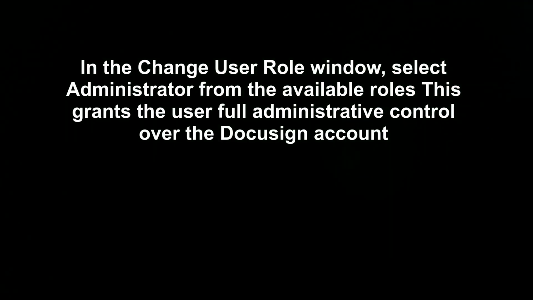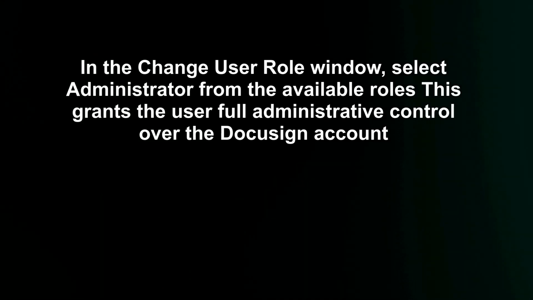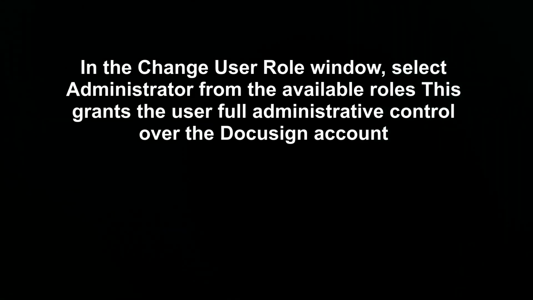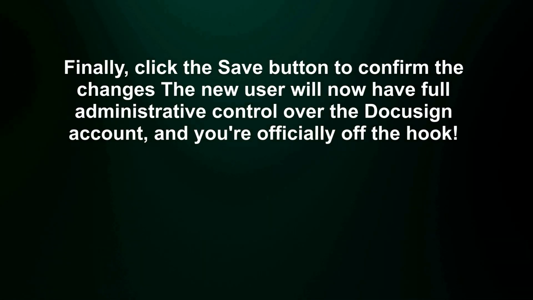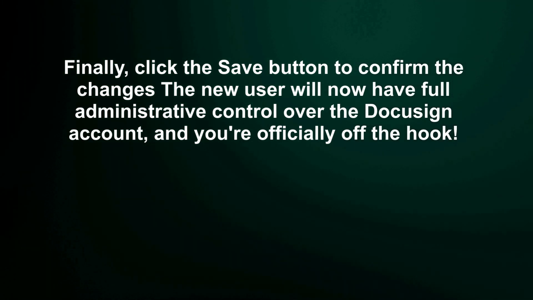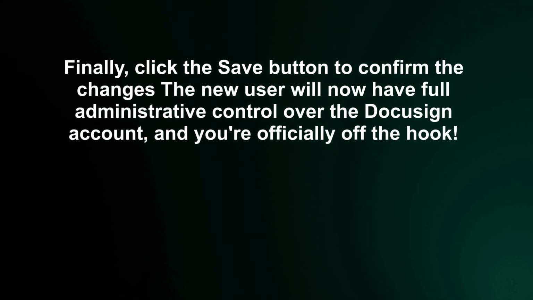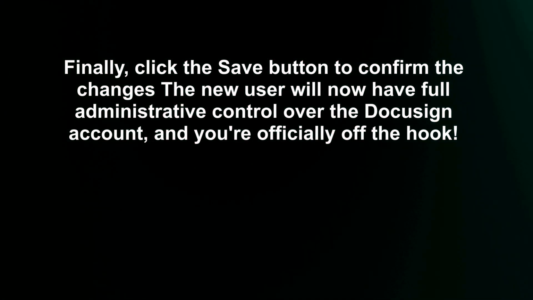In the Change User Role window, select Administrator from the available roles. This grants the user full administrative control over the DocuSign account. Finally, click the Save button to confirm the changes. The new user will now have full administrative control over the DocuSign account, and you're officially off the hook.